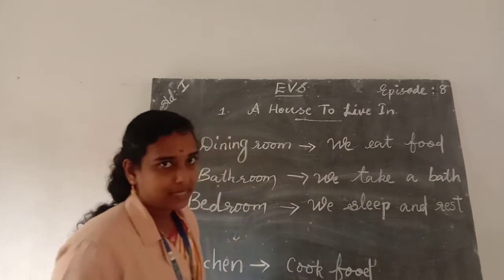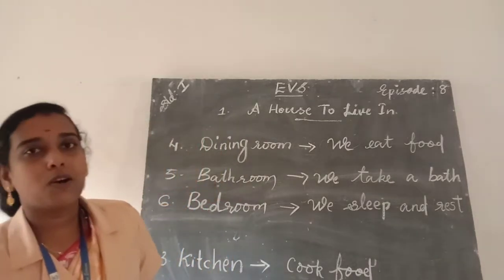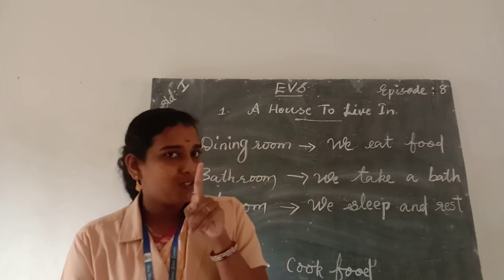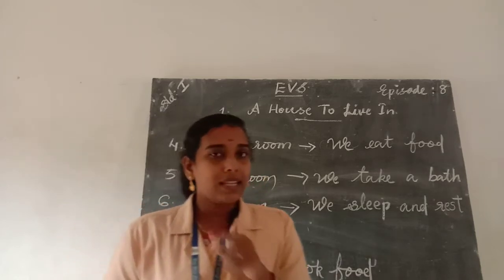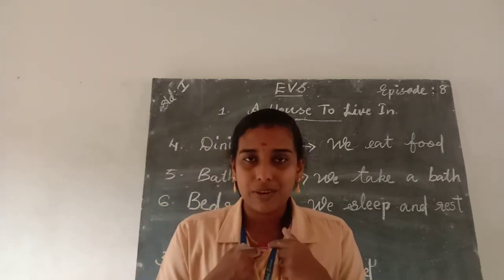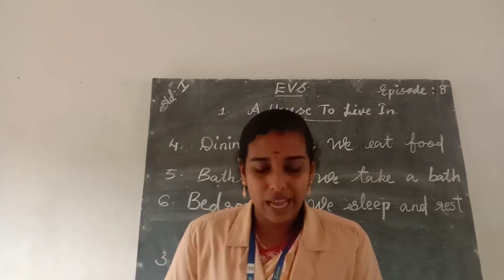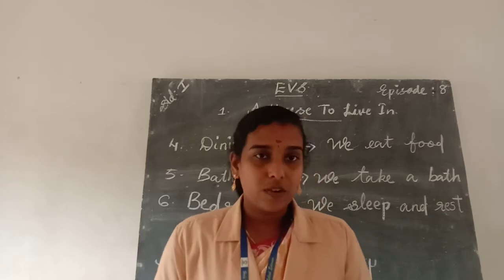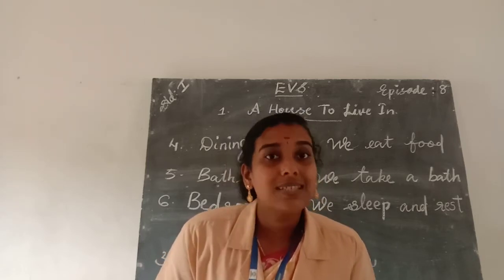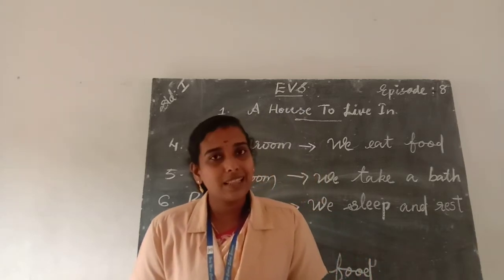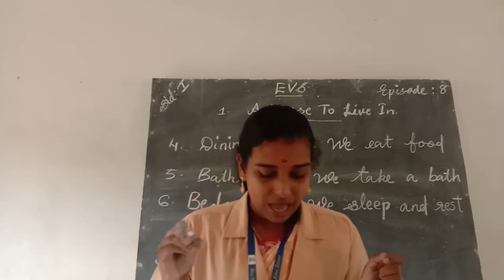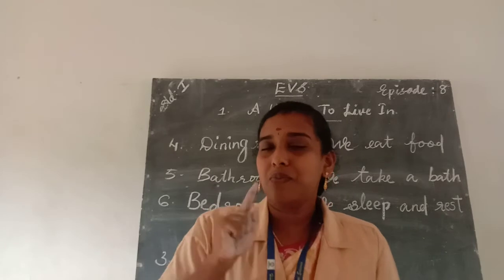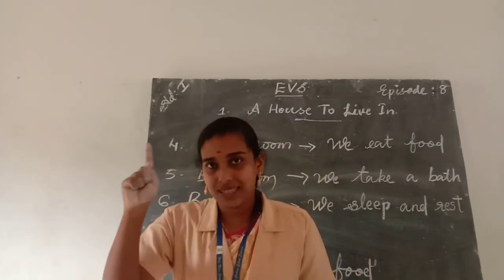Okay, these are the different types of rooms in a house. First one, drawing room. We attend to our guests in the drawing room. Then we study in the study room. And we cook food in the kitchen.